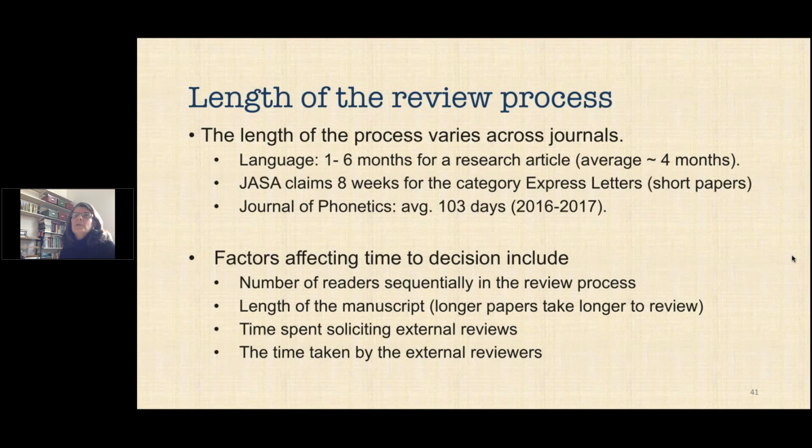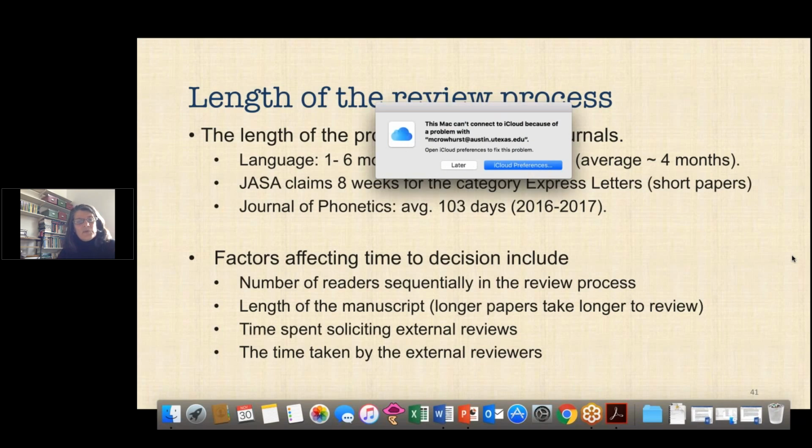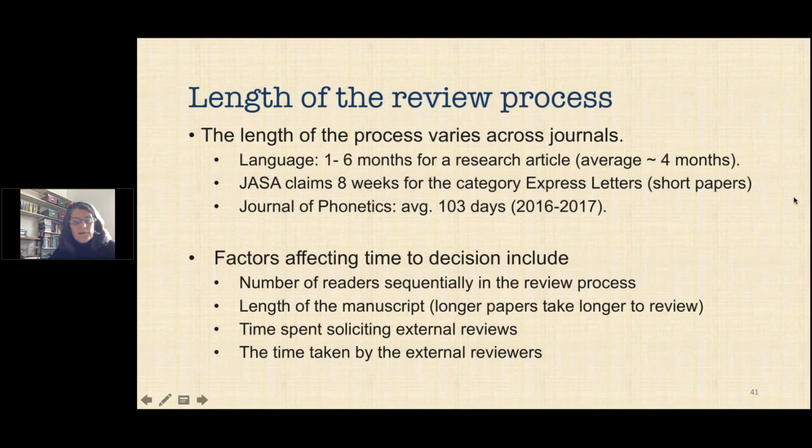One thing that we can definitely say is that the length of the manuscript is a major factor in determining how long the review process takes. We have a length maximum of 18,000 words, which is, I forget how many pages that is, but it's in the 40s. A 25-page paper gets through the review process much more quickly than a 50-page paper. So this is a major factor as well.